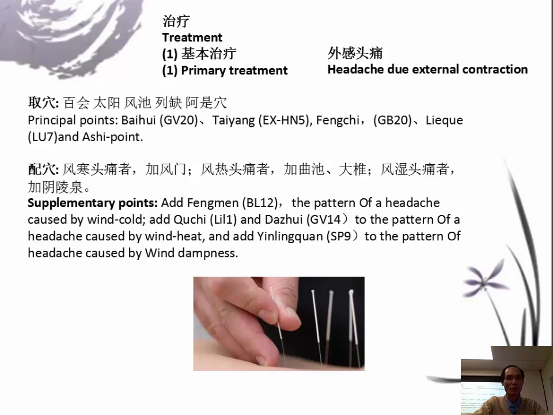Okay, how about the treatment? I mentioned this before at the start. Okay, I'm not going to spend more time. Usually, the principal points will be GV20 and also the Taiyang special point, the Feng Qi. Everything starting with F-E-N-G, Feng, means the wind. And 雷缺, why do you need the 雷缺?